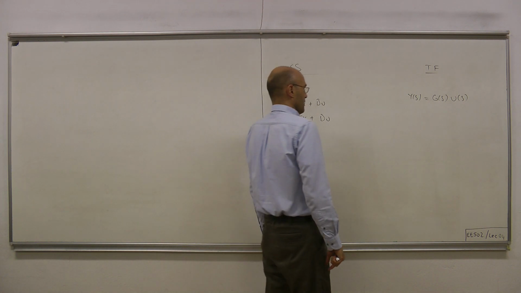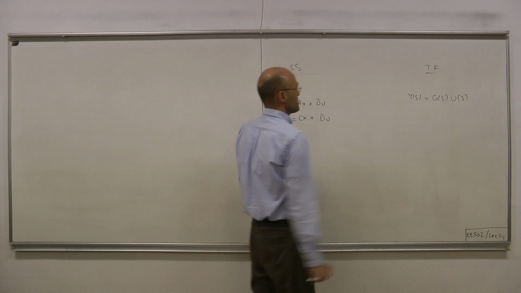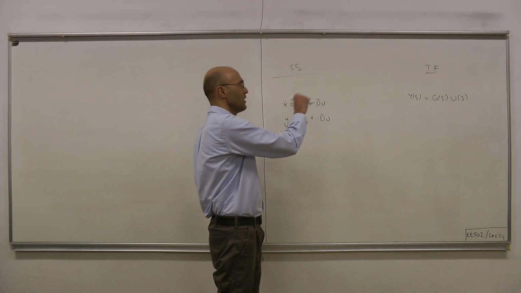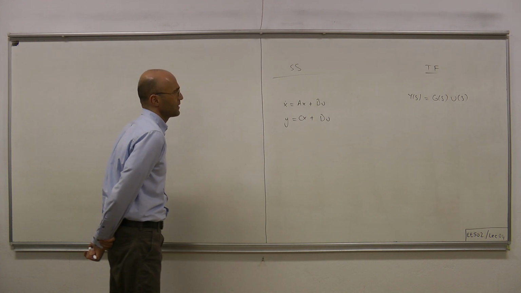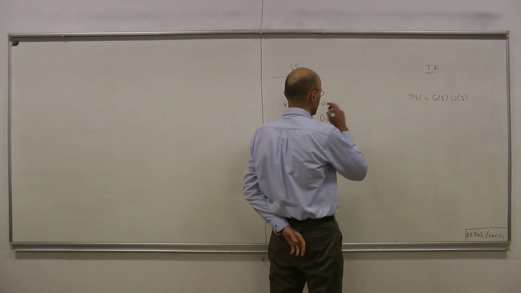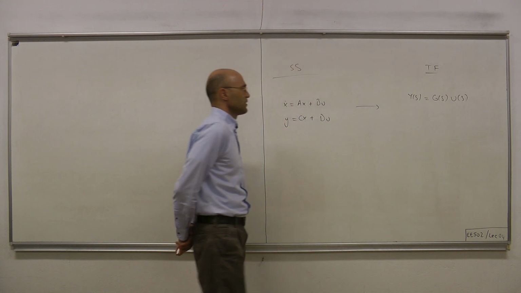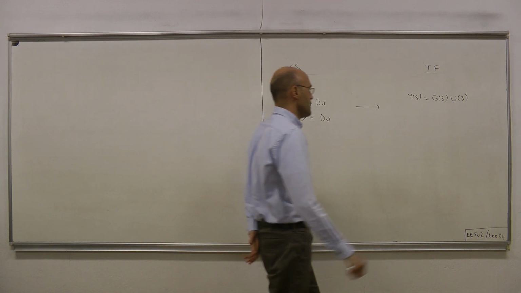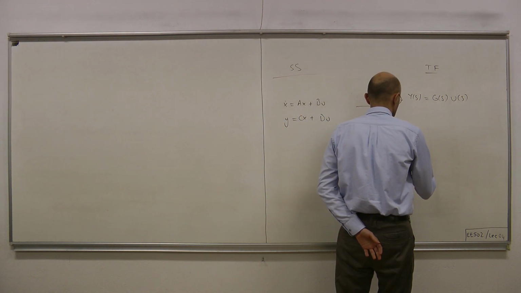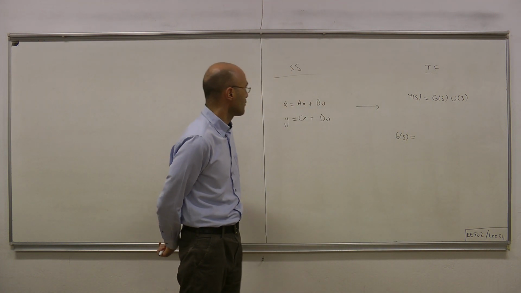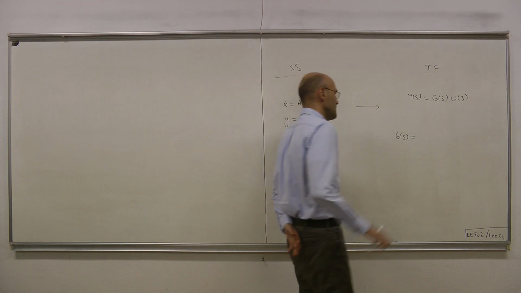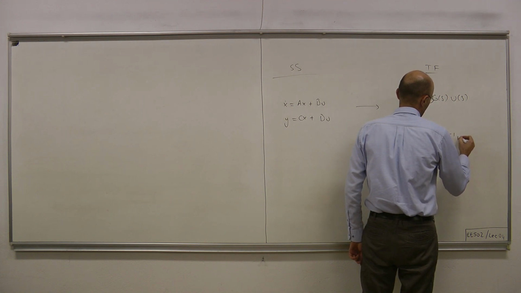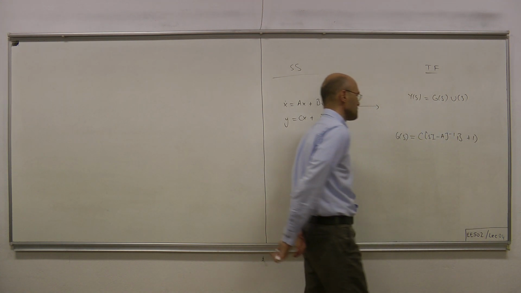Now, since they represent the same system, we should be able to go from one to the other. In our last lecture, we went from the state space representation to the transfer function representation, and we obtained that G of s, in terms of the parameters A, B, C, D, should equal C times (sI minus A) inverse B plus D.